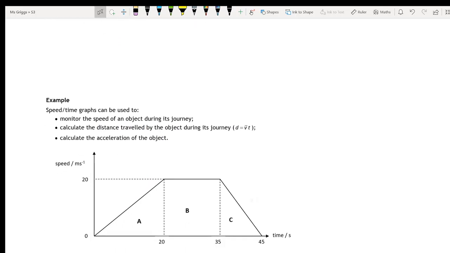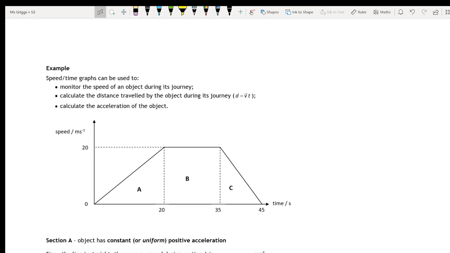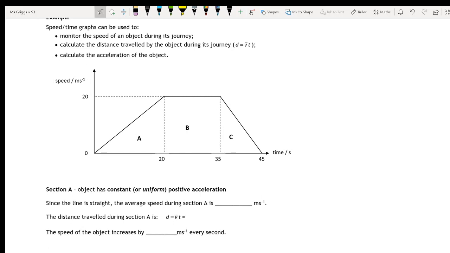So, example. Speed time graphs can be used to monitor the speed of an object during its journey, calculate the distance travelled by an object during its journey, using distance as average speed times time, or calculate the acceleration of an object. So, we've got a graph here. We can see that it's speeding up, then it's a constant speed at B, then it's decreasing its speed, so it's slowing down at C.